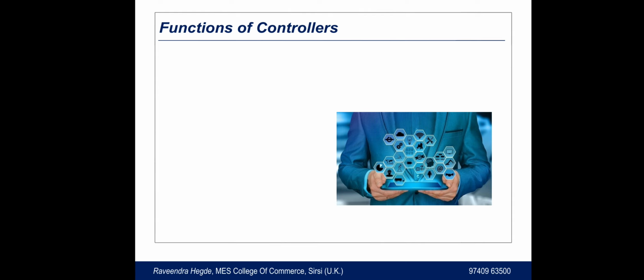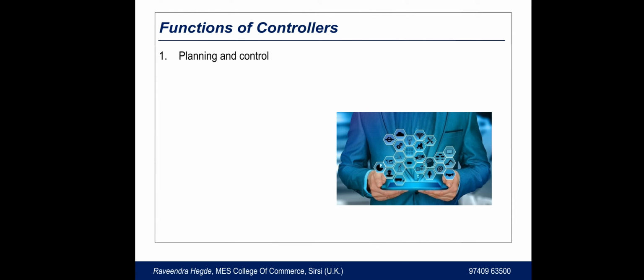Next is the functions of the controller. The controller is concerned with the management and control of assets. The controller is responsible for preparing financial reports, profit planning, corporate accounting, budgeting, inventory control, tax management, and so on. In other words, his functions relate to the asset side of the balance sheet. Again, let me repeat. The controller looks after the asset side of the balance sheet.